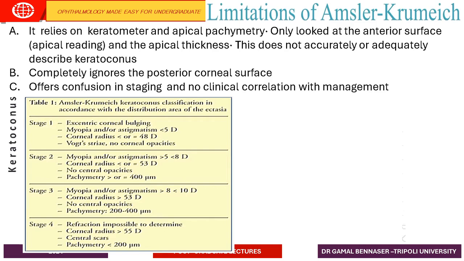Also, the pachymetry of the apical part of the cornea does not really describe the keratoconus. As you know, in keratoconus, the apex of the cone is usually displaced inferiorly. So when we take the pachymetry of the apical part of the cornea, this does not reflect the pachymetry of the apex of the cone. So this is one of the limitations of the Amsler-Krumeich.